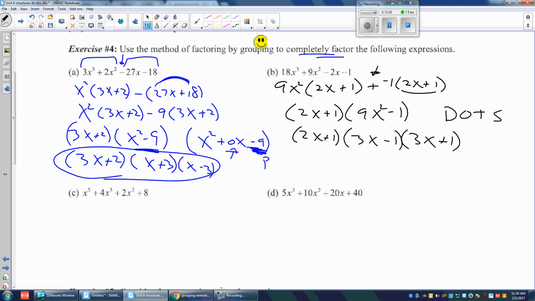Difference of two squares. When we're subtracting, what's the difference? It's the square. You take the square root of 9, put it there. The square root of 1, put it there. One of them is plus, one of them is minus.